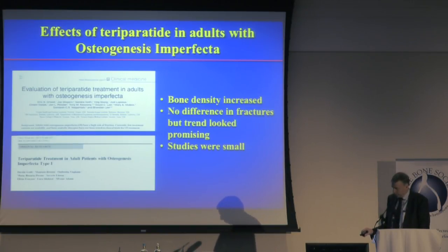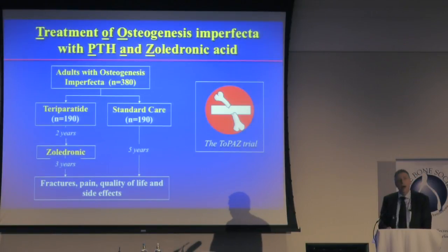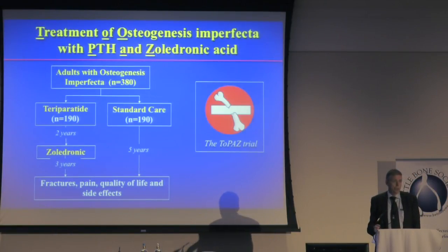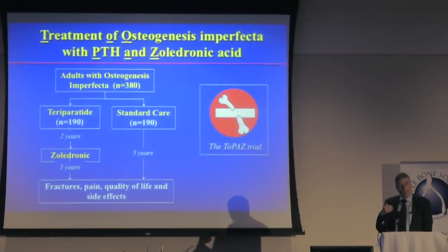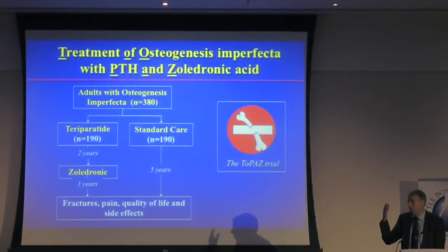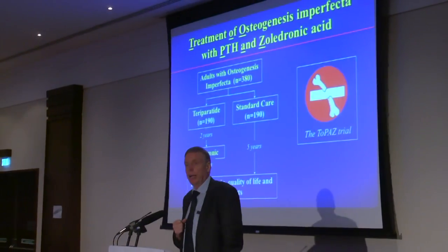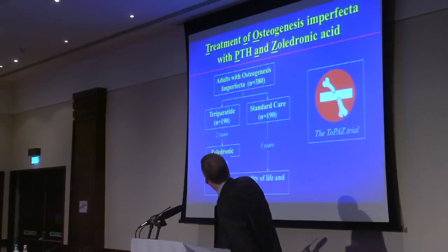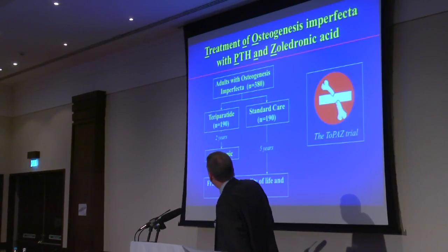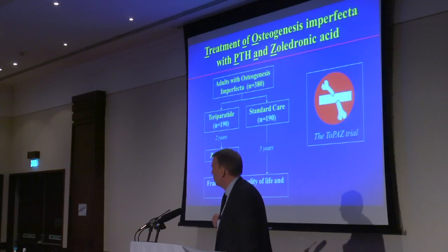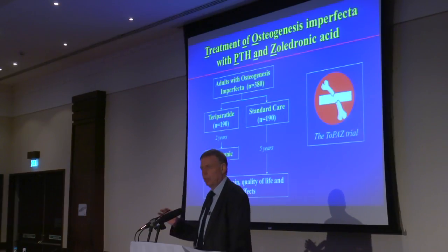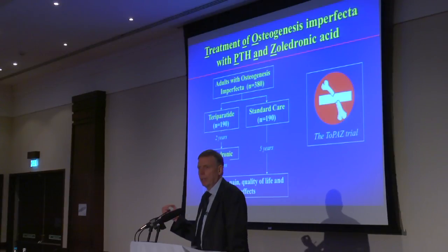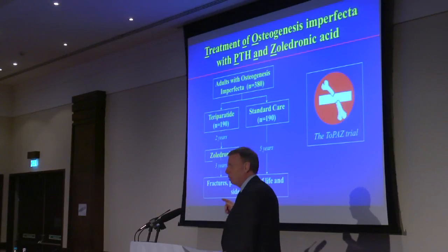So that prompted us to consider a trial, and we're going to be starting this soon, in which we're giving teriparatide, and we're following up with a shot of zoledronic acid, which many of you have had, and we're going to try that out in osteogenesis imperfecta. And we call that the Topaz study, which stands for Treatment of Osteogenesis Imperfecta with PTH, that's the real name for teriparatide, and zoledronic acid, Topaz. One of the key things if you're running a trial is to have a snappy acronym, and we think that is pretty good, okay?